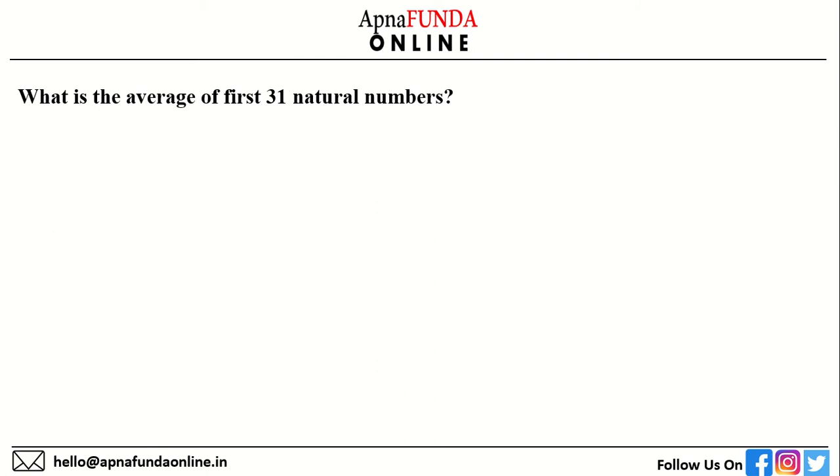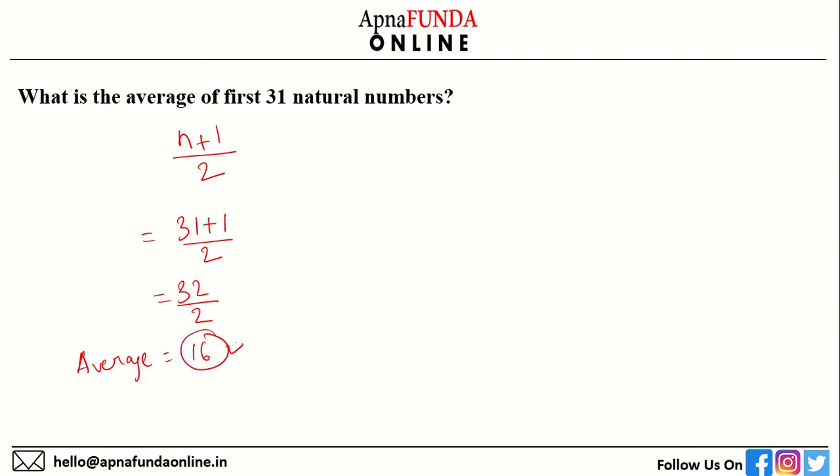Next question. What is the average of the first 31 natural numbers? Now, if you see our videos on numbers, you will have the formulas. The average of the first n natural numbers is given by (n plus 1) divided by 2. n means the number of numbers, the first n natural numbers. So in this case, it is (31 plus 1) divided by 2, which is 32 by 2. So my average of the first 31 natural numbers is 16.